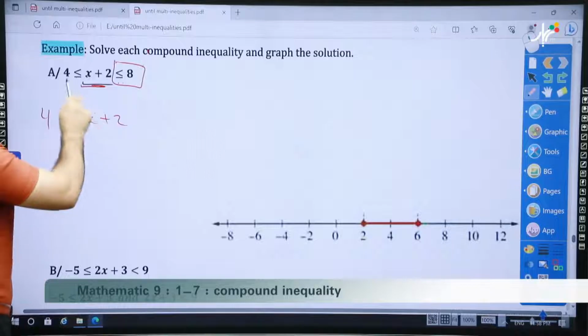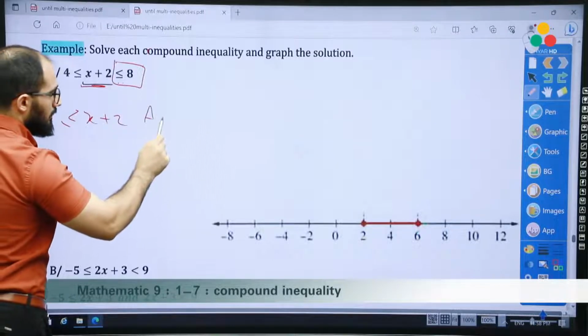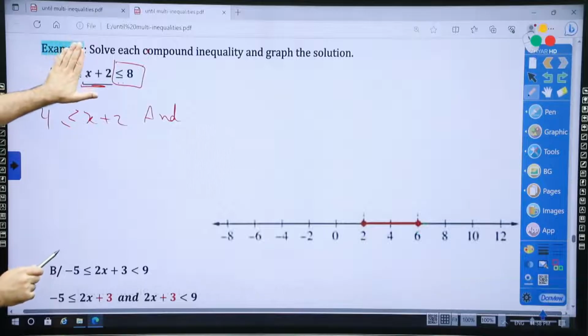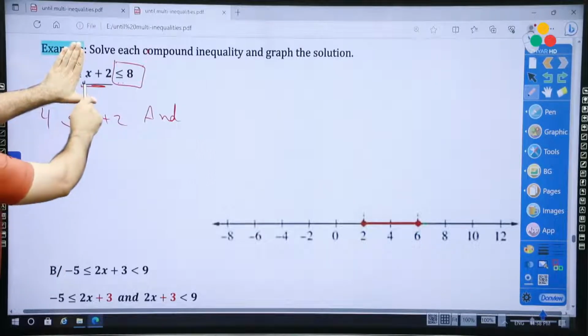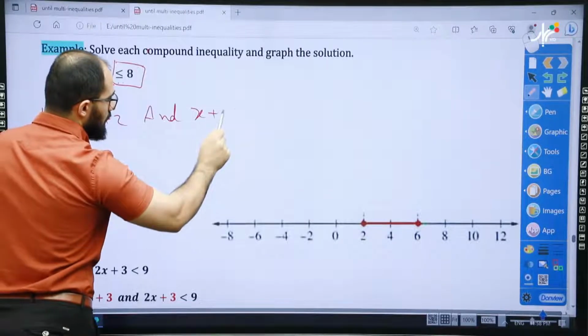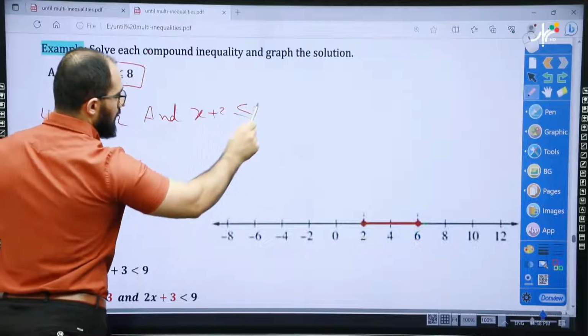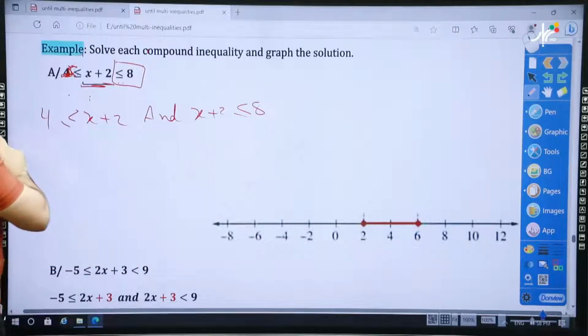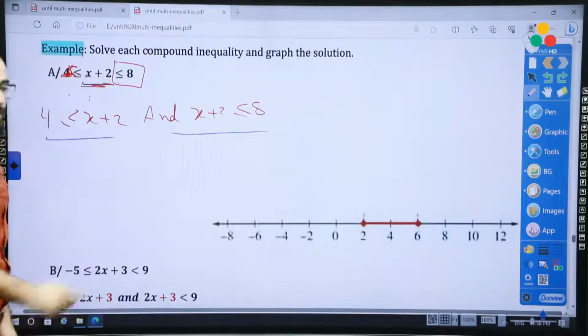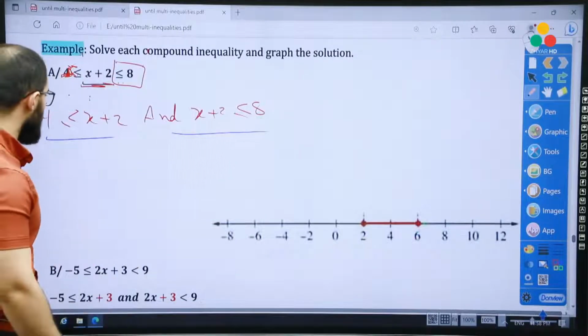Then the inequality is "and." Skip this part, or cover this part. You can see that we have x plus 2 less than or equal to 8. So write x plus 2 less than or equal to 8. Then we have two simple inequalities. We could solve them so easily.